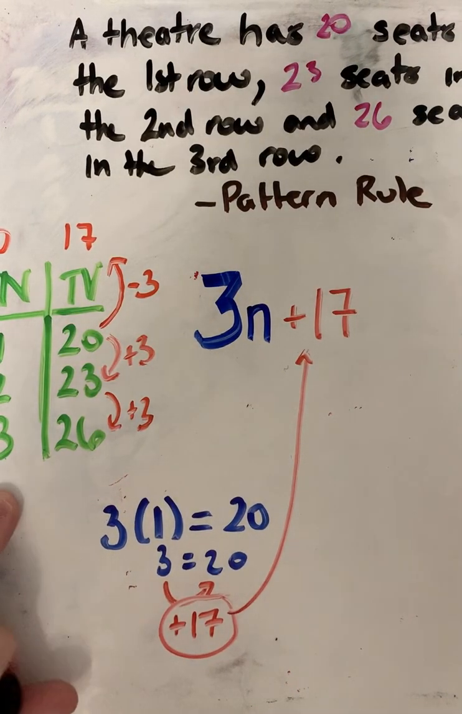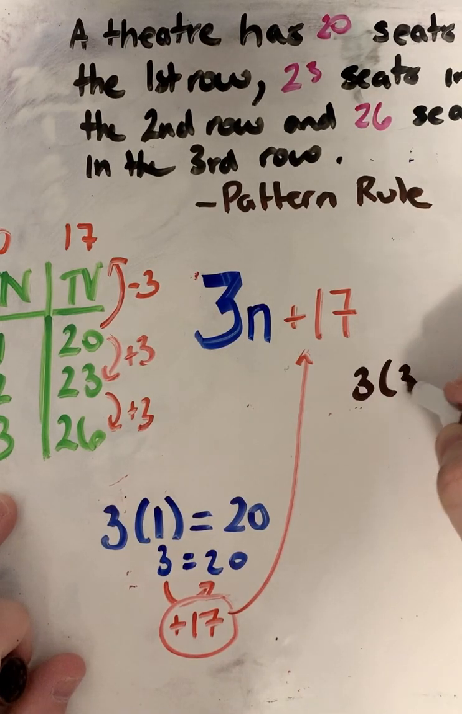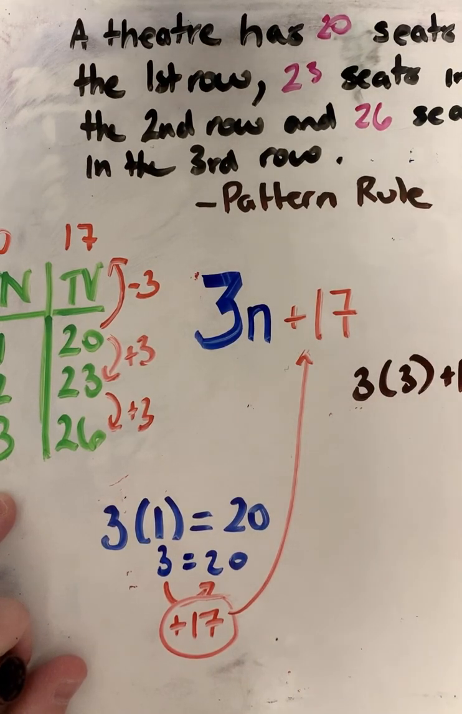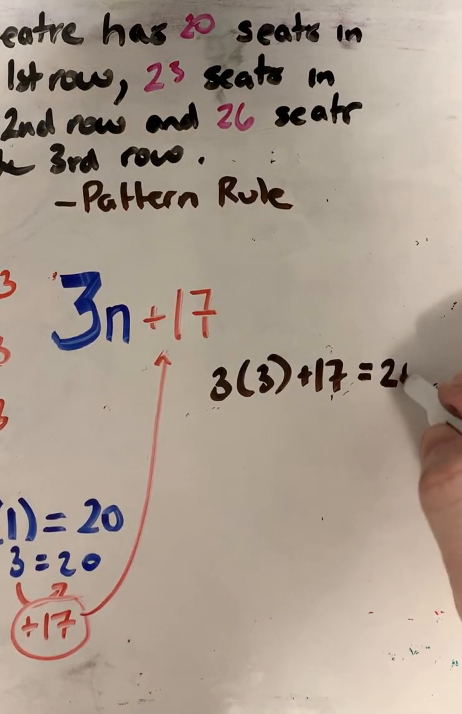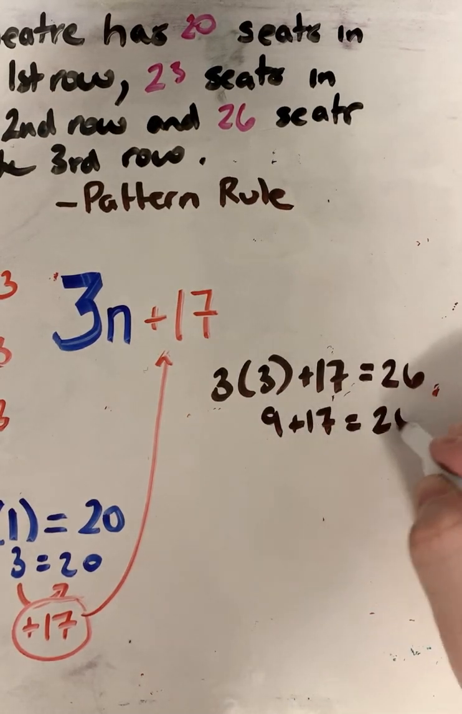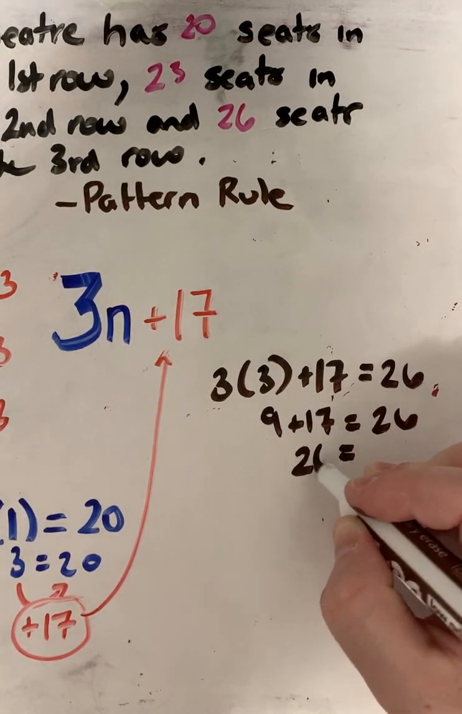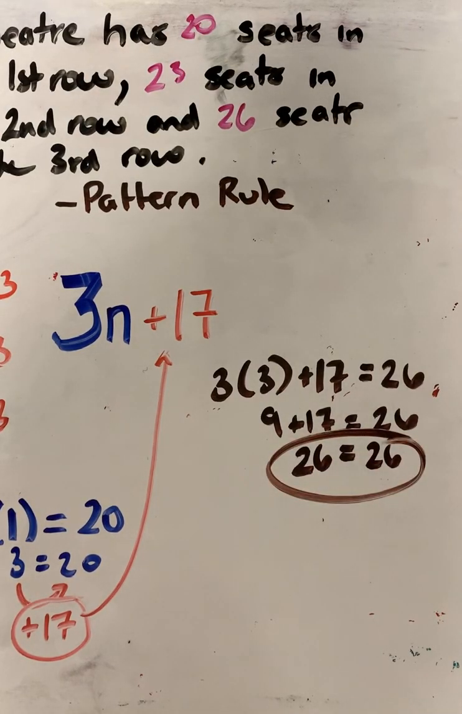I'm going to take the third number, which is 26. I'm going to write 3 times 3 plus 17, right? It's so important to include your constant. It should equal 26. 3 times 3 is 9, plus 17 equals 26, which equals 26, which means that I did it correctly.